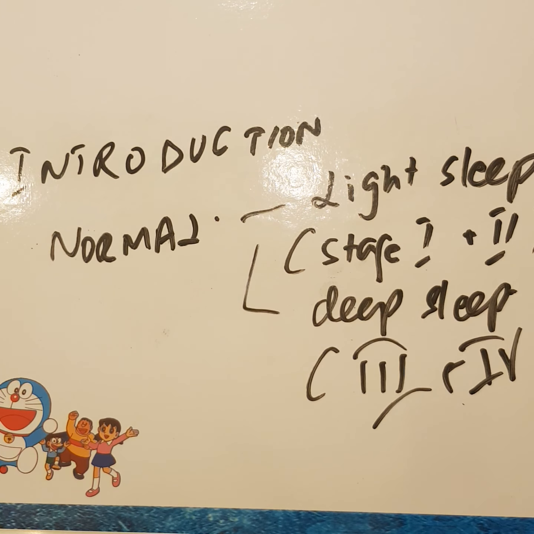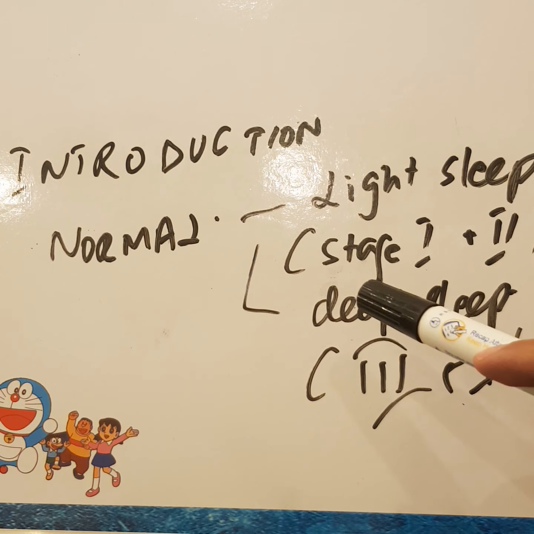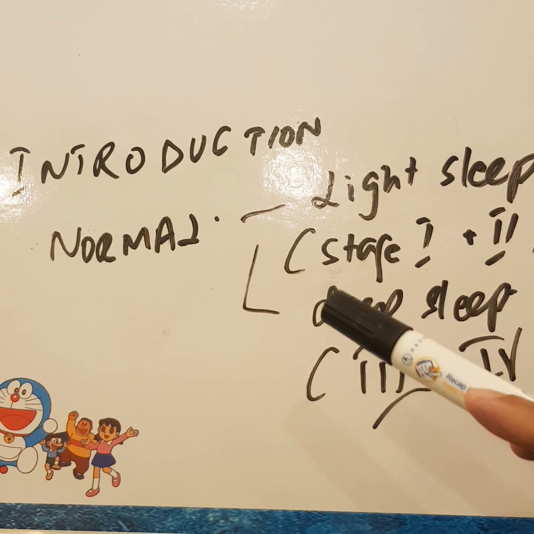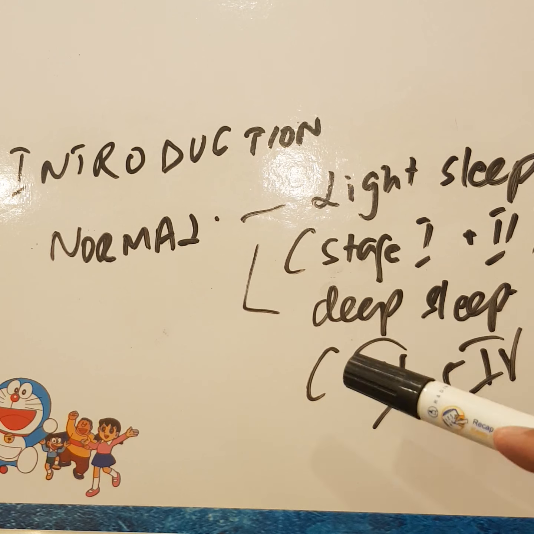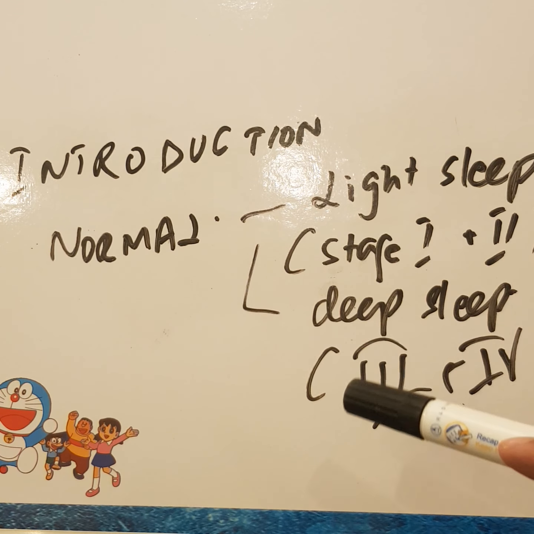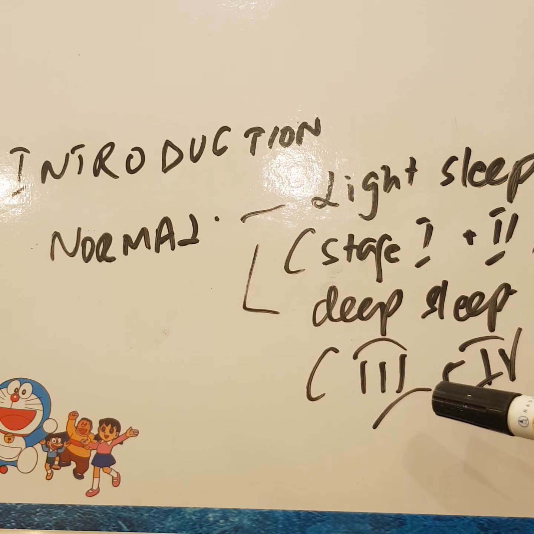So, when we say sleep, we will first be talking about normal sleep. Normal sleep is divided into two main categories. The first category is the light sleep, which includes within it stage 1 and stage 2. And the second category is the deep sleep, which includes within it stage 3 and stage 4.